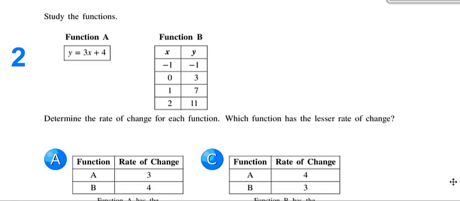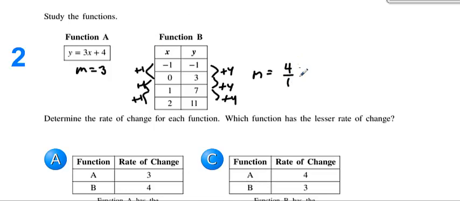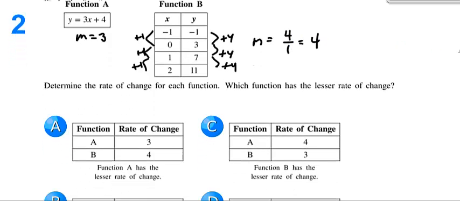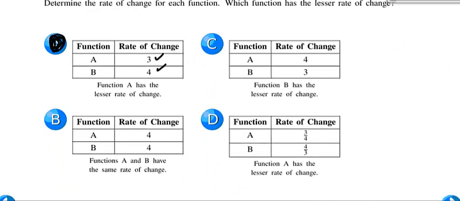It's the same type of problem. So let's go ahead, and we know the slope here is 3. It's the number in front of the x in slope-intercept form. Here our pattern is positive 4, so that works out. Here our pattern is positive 1, so we know our slope is rise over run, so our slope is 4. Okay, let's look at our answers. A, slope is 3, check. B, slope is 4, check. Function A has the lesser rate of change, and we know 3 is less than 4, so our answer's right there. Okay, next one.